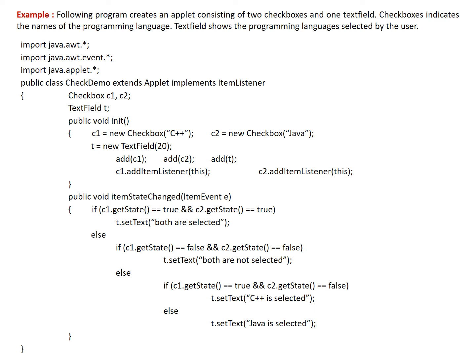In the itemStateChanged method, we check whether the checkboxes were selected or not, and accordingly we set the text in the text field, that is, both are selected if both checkboxes were selected. Similarly, both are not selected, that is, if both the checkboxes are unchecked, and if C1 is checked, then we set the value of the text field as C++ is selected. Otherwise, we set the value of the text field as Java is selected.